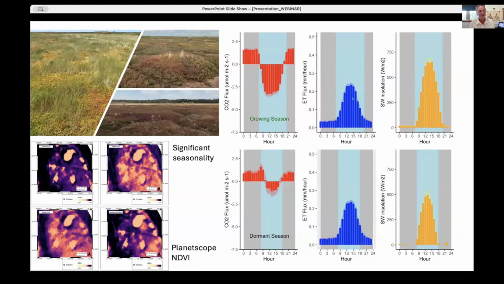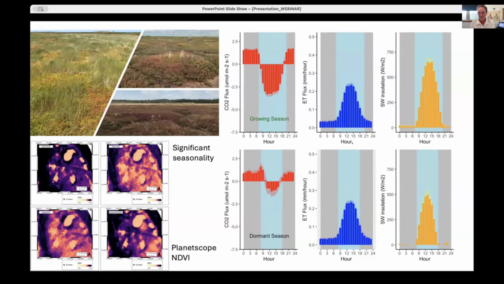This is evapotranspiration, so how much water is lost from the landscape. Like I said, we're very geared towards understanding the hydrology of these systems. And this is shortwave insolation, radiation, so light, basically, mostly visible light. And you can see big differences in both the length of the day and the amount of radiation between what we call the growing season, like the warmer months, and the cooler dormant season of the marsh.